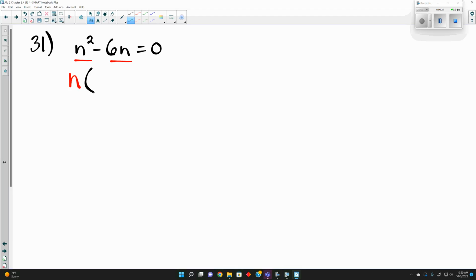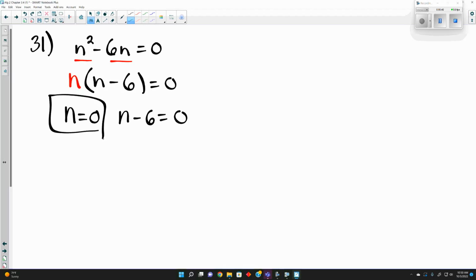N factored out of n squared is just n. N factored out of 6n is 6. So we get n times n minus 6. Any two things that multiply together, one of them must be 0. So we're saying either n is equal to 0 or n minus 6 is 0. There's one of our answers.